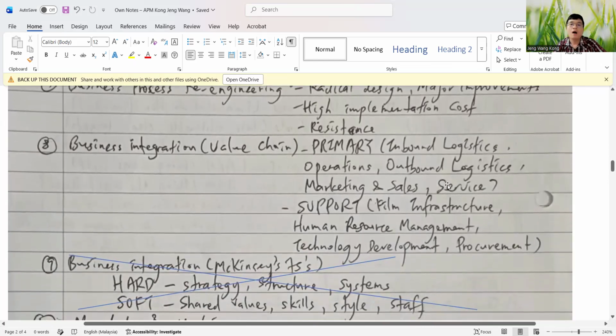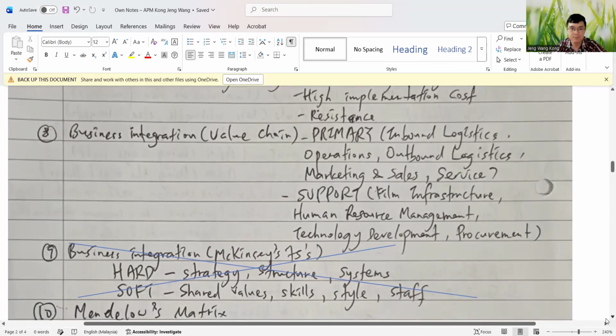Value chain. We have primary and support. Inbound logistics, operations, outbound logistics, marketing and sales, and after-sales service will be under primary. Support will be firm infrastructure, human resource management, technology development, and procurement. These are the elements of the value chain.